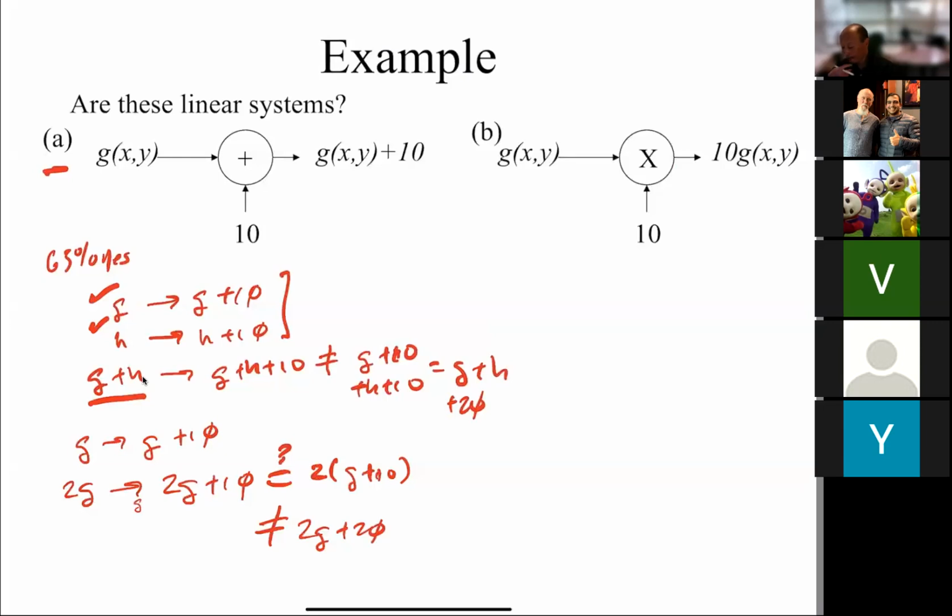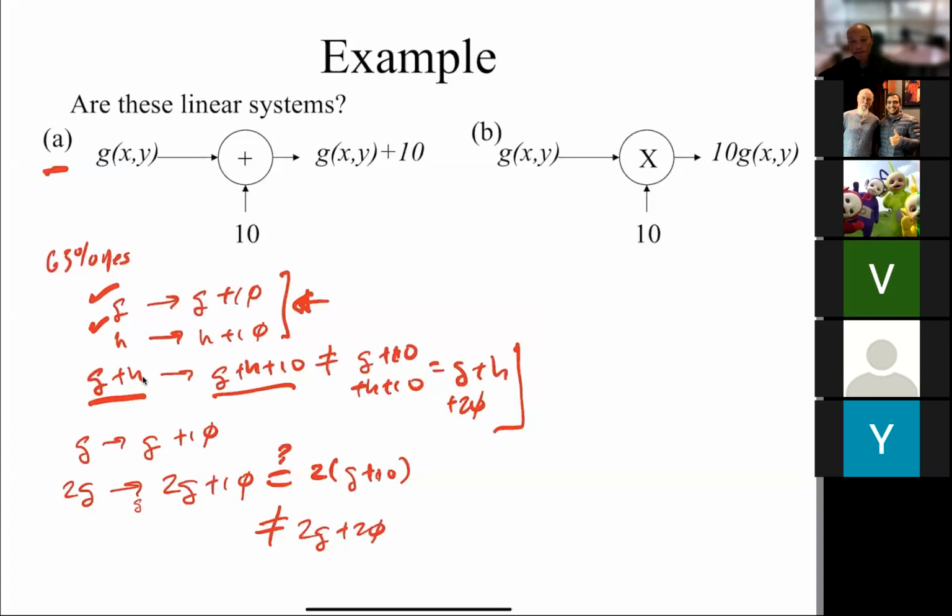So addition means that if I put in G plus H, I want to see, and we know that G gave G plus 10 and H gave H plus 10. So if it satisfies addition, then it should just equal the sum of these two. And the sum of those two is G plus 10 plus H plus 10, which is equal to G plus H plus 20. So G plus H plus 10 does not equal G plus H plus 20. So therefore, it doesn't satisfy addition. Does that help clarify?